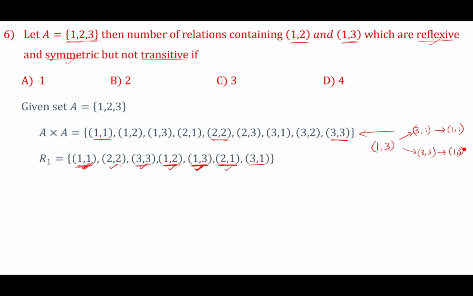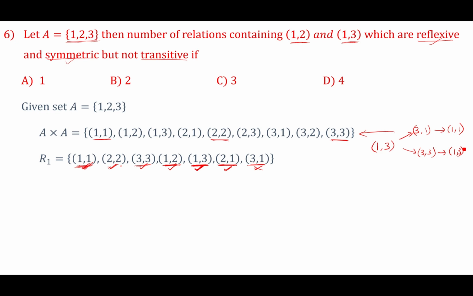And (2,1), (1,2) is there, which means (1,2), (2,2) must be there. Yes, it is here. So this is also satisfied the transitive test. Now check with this one, (3,1) and (1,1) is there, which means (3,1) is there. Yes, it is there. (3,1) and (1,2) is there, which means (3,2) I have to check, and (3,2) is not there in this relation. So this is not transitive.